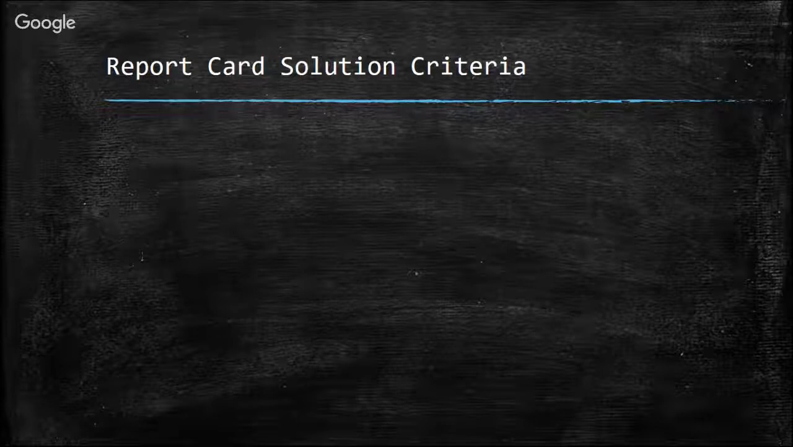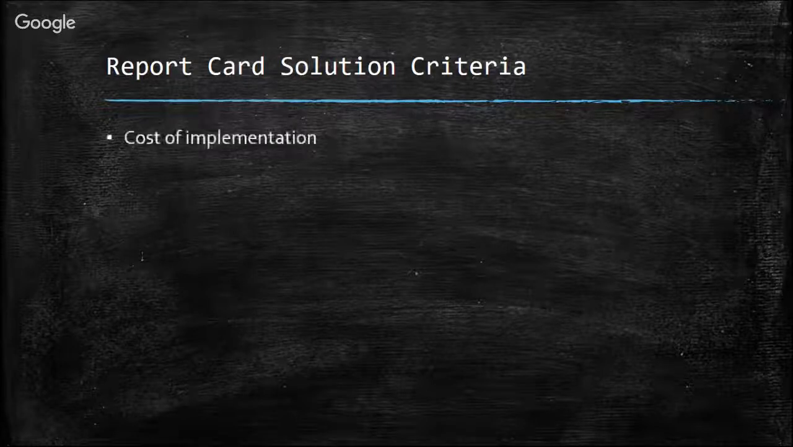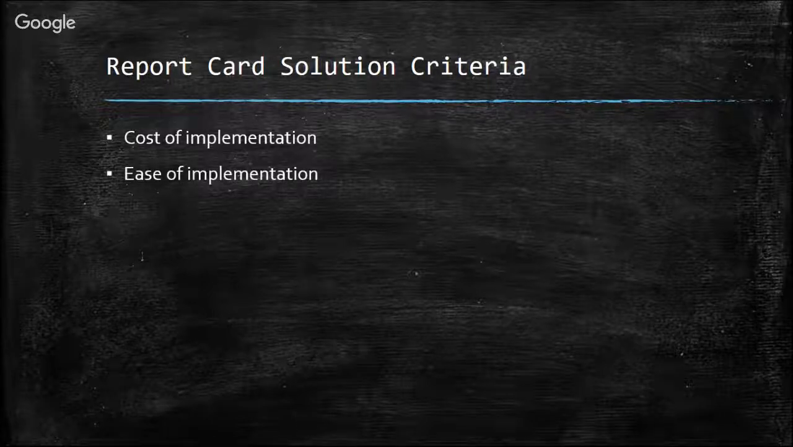Criteria for a report card solution that it must meet. Cost of implementation: it cannot increase our current budget. We do not have a budget for this. It needs to be implemented easily throughout the entire school. That means our special ed director can use it at the same time that myself, an 8th grade math and science teacher, would be using it.